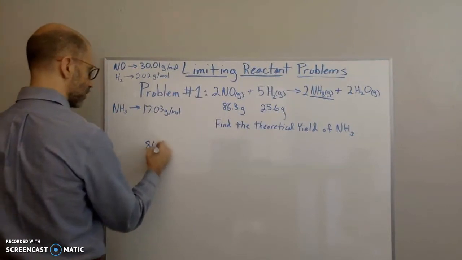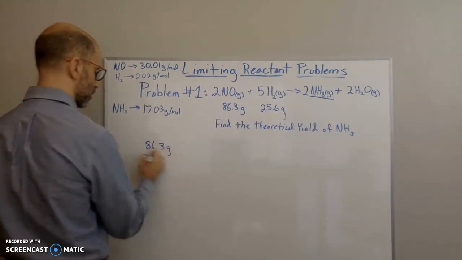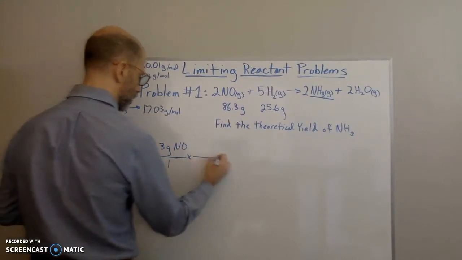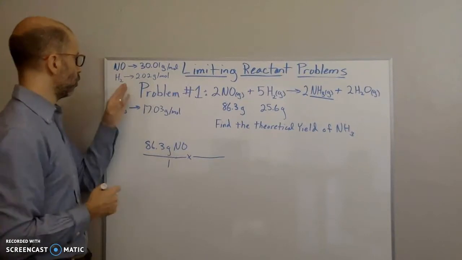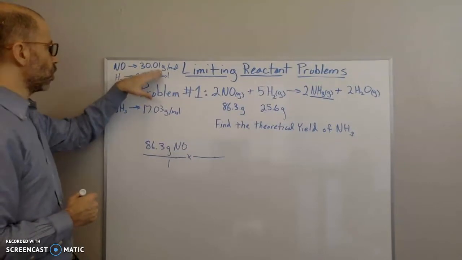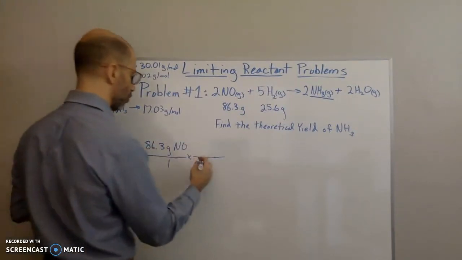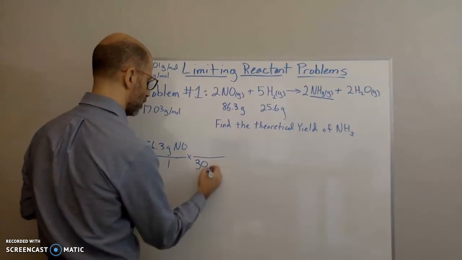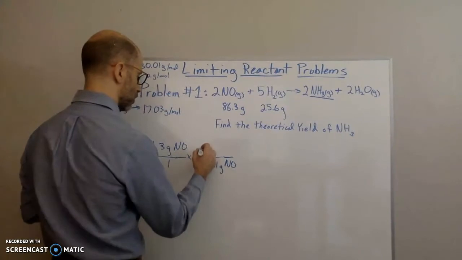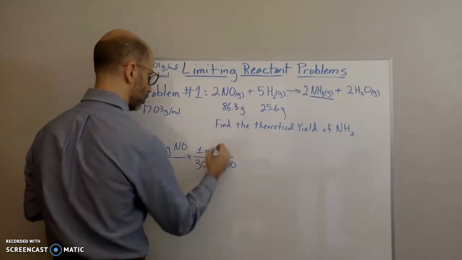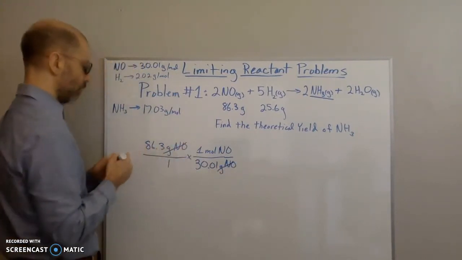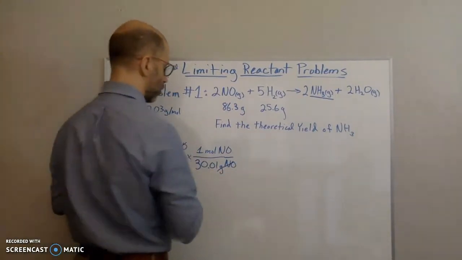So I have 86.3 grams of NO. I'm going to put it over 1. And then I've got to use the molar mass of NO, and the molar mass is already calculated here. So NO, the molar mass is 30.01 grams per mole. So I have 30.01 grams of NO to every 1 mole of NO. So now the grams of NO cancel out.